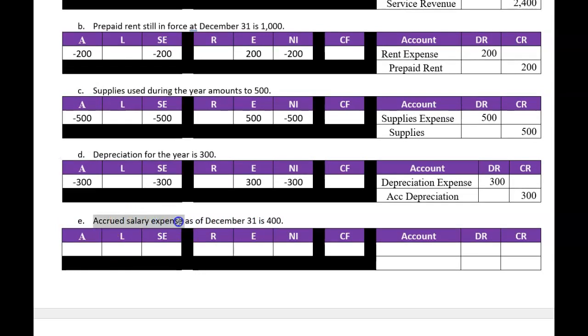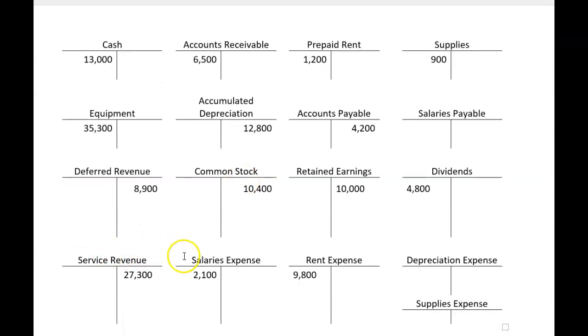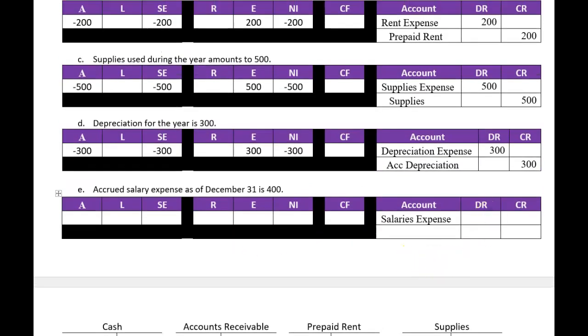And finally, for adjustments, we got accrued salaries expense as of December 31st of $400. So our employees have worked for us. We owe them, but we haven't paid them yet. So accrued salaries goes into salaries expense, I think. When in doubt, always check our chart of accounts. So is it salary expense or salaries? It's salaries, it's plural. So go in there, hit salaries expense for $400.